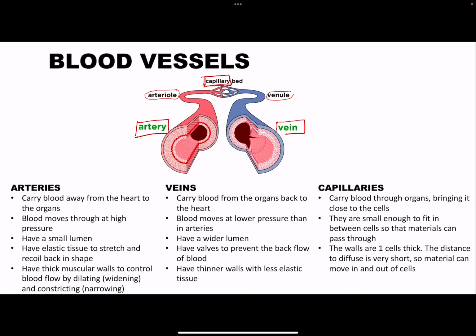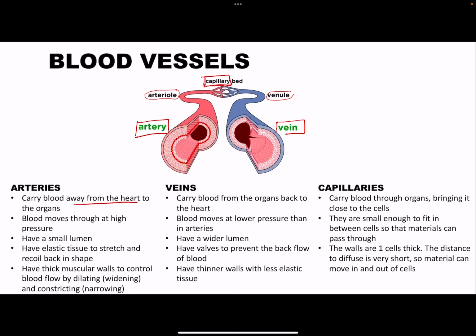And later on, as blood leaves the organs and goes back to the heart, it has to go through the veins. And again, for this purpose, the veins have a different structure or adaptation to enable them to carry out the function. So I'm going to look at the arteries first.